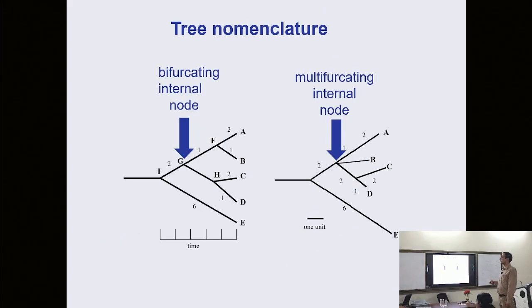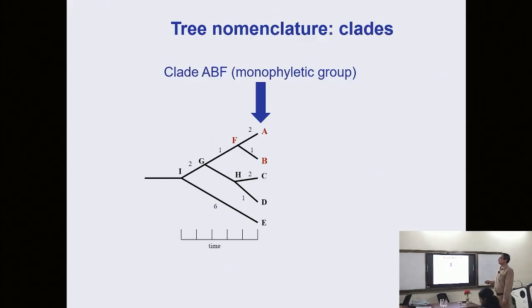So bifurcating node. A bifurcating node means that an ancestral node will result in how many descendants? Bifurcating, 2 descendants, okay? While multifurcating would indicate that an ancestor will give rise to multiple, more than two descendants, okay? In evolutionary biology, multiple means more than two, because of the pairwise concept. Okay, that's fine.